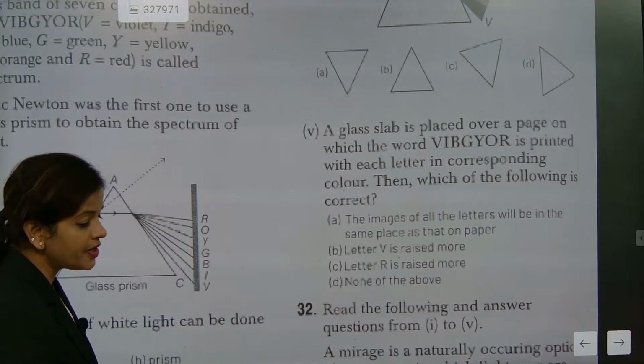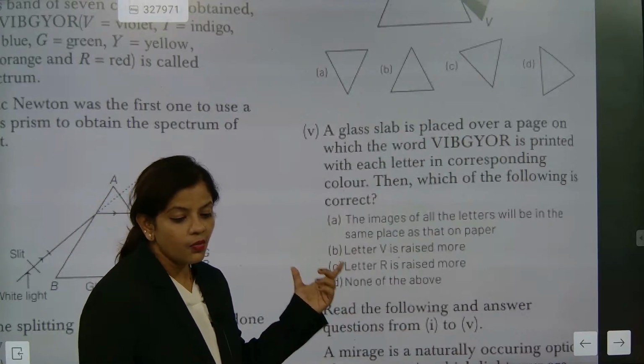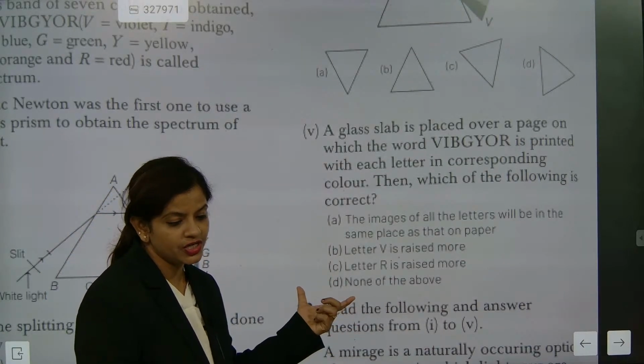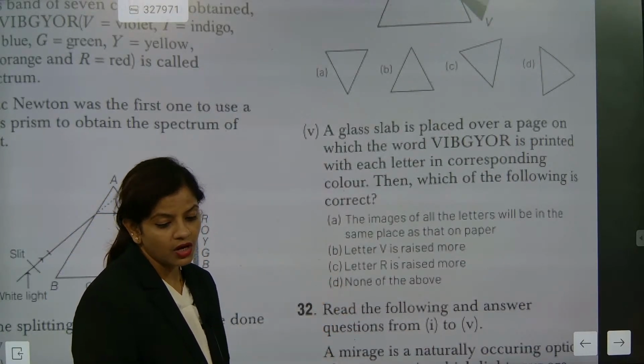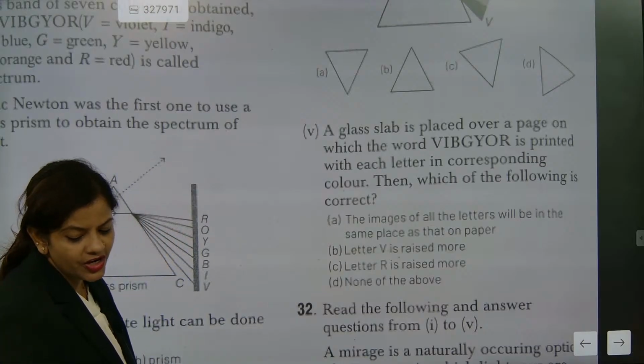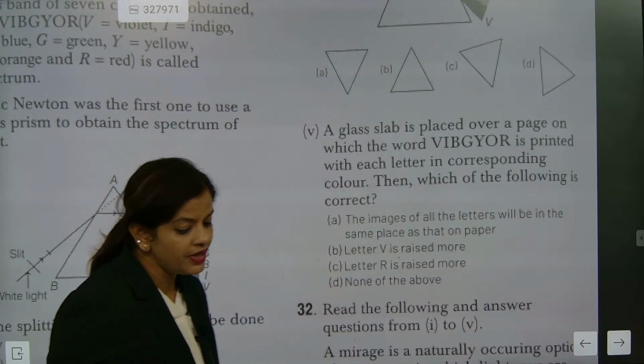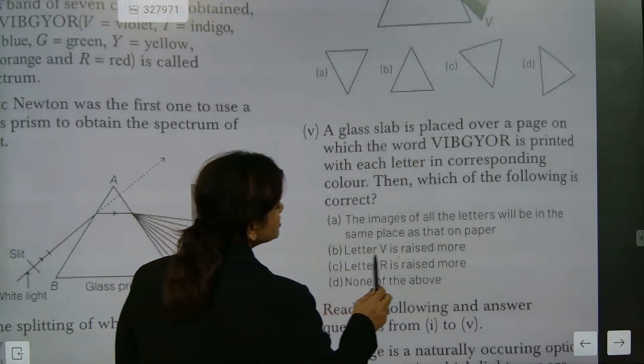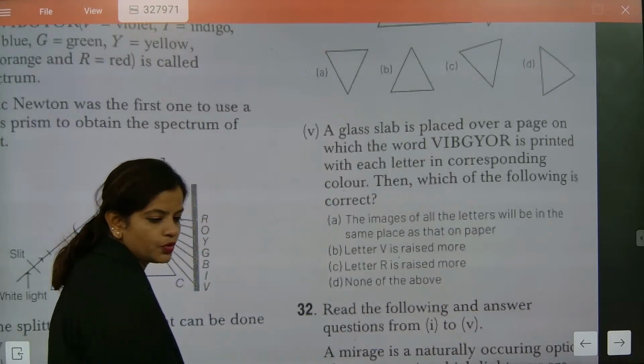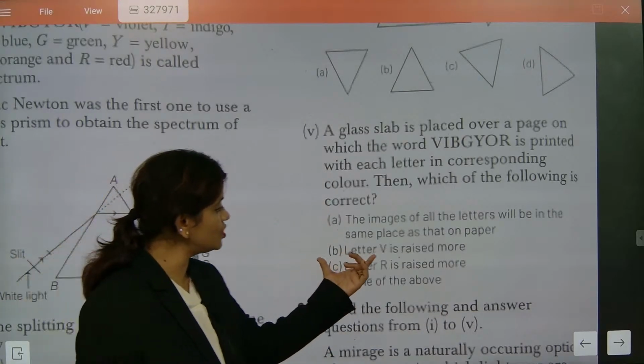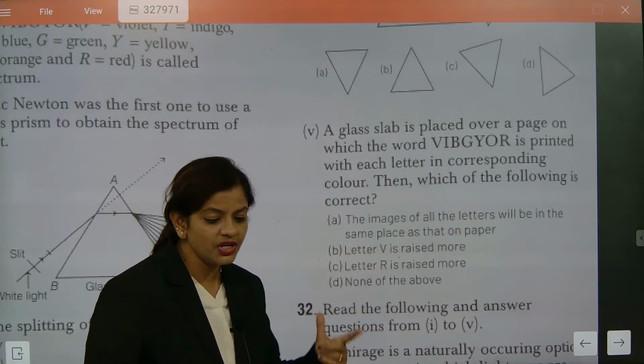Absolutely. Now look at it. Understand one thing: the one which will have more deviation will be raised more. Are you understanding? The one which will have more deviation will be raised more. So the correct answer will be violet will be raised more. Understood? Please note down.